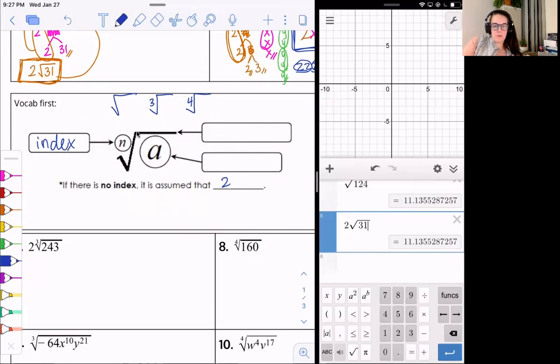This radical sign right here, this little check mark looking thing, that's called a radical. And the number inside, or the letters inside, is called our radicand. Radicand. Learning some cool new vocab. Cool. So we have our little baby number, it's called our index. It's not an exponent. It's kind of like that size though. And then we have our radical sign and our radicand.